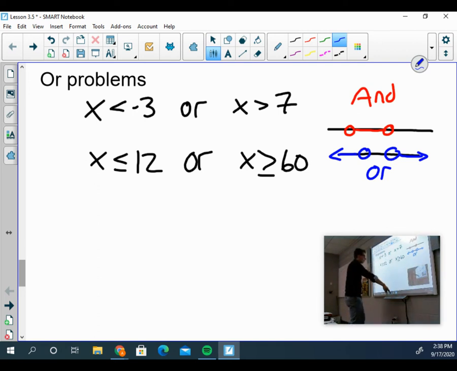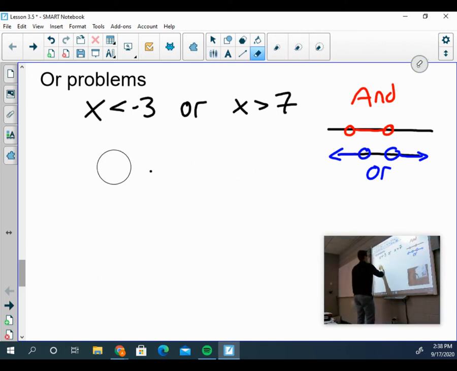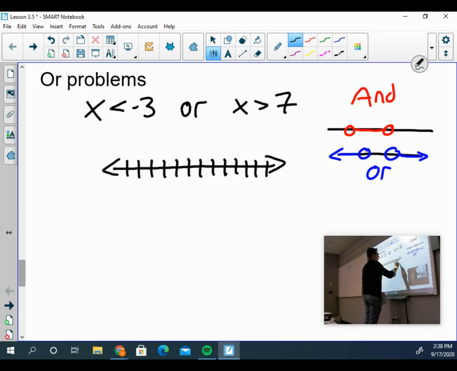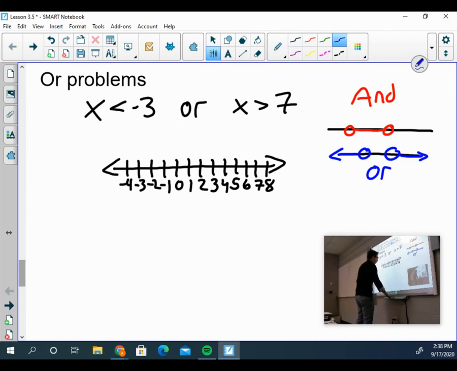How can you imagine this? Well, let's try and graph our first inequality here. Again, do it the same way you've always done. We've got a number line. Again, please write this down on your paper. And my first step is I'm going to identify my points of interest. Well, now I have 2. I've got one at 7, and I've got one at -3.